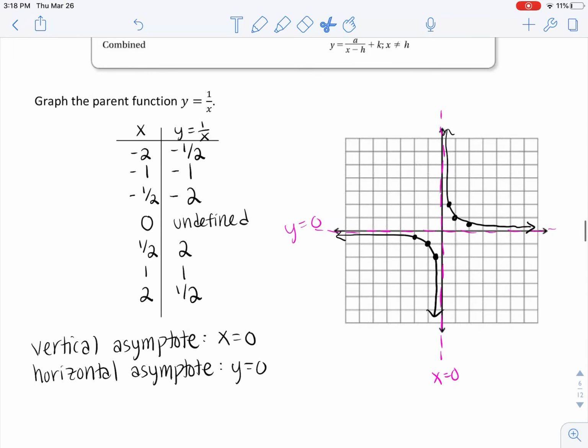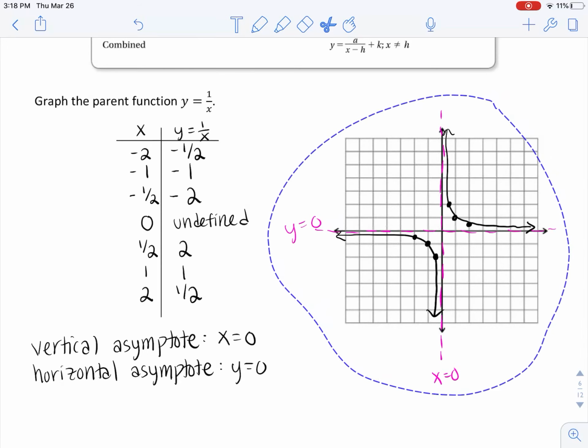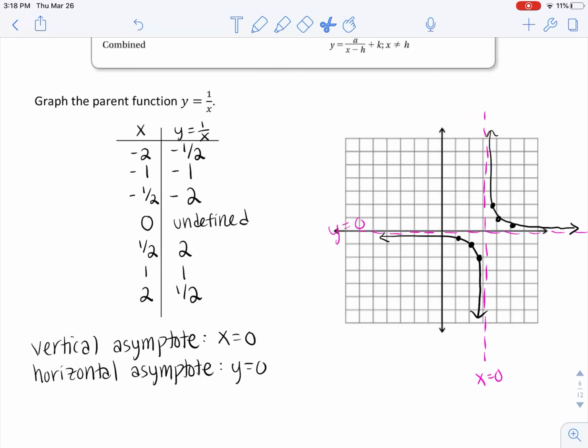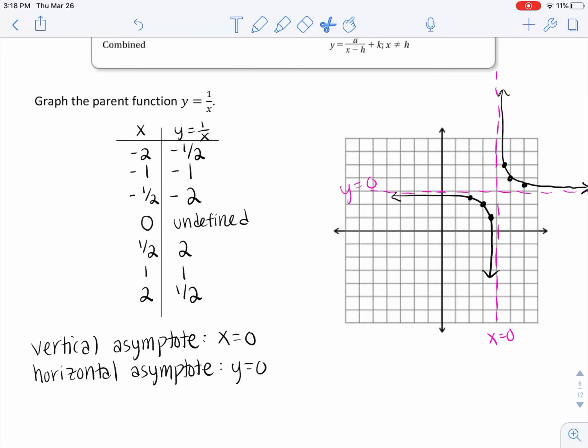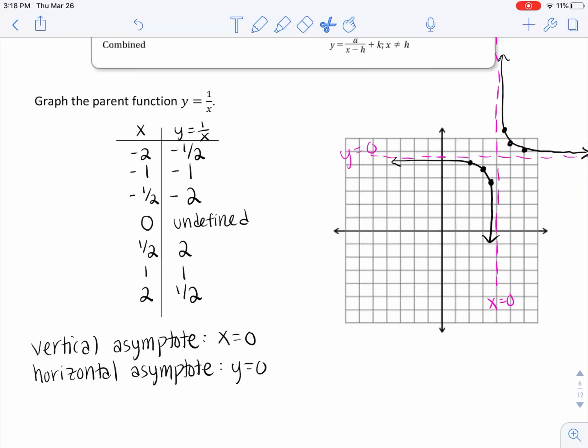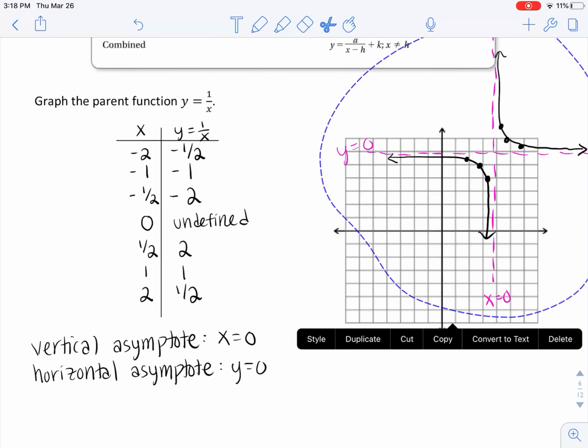So let me actually show you this over here. If I just copied and pasted this and I counted right 4, 1, 2, 3, 4, and then moved it up 6, 1, 2, 3, 4, 5, 6, it would give us the graph that we're looking for.